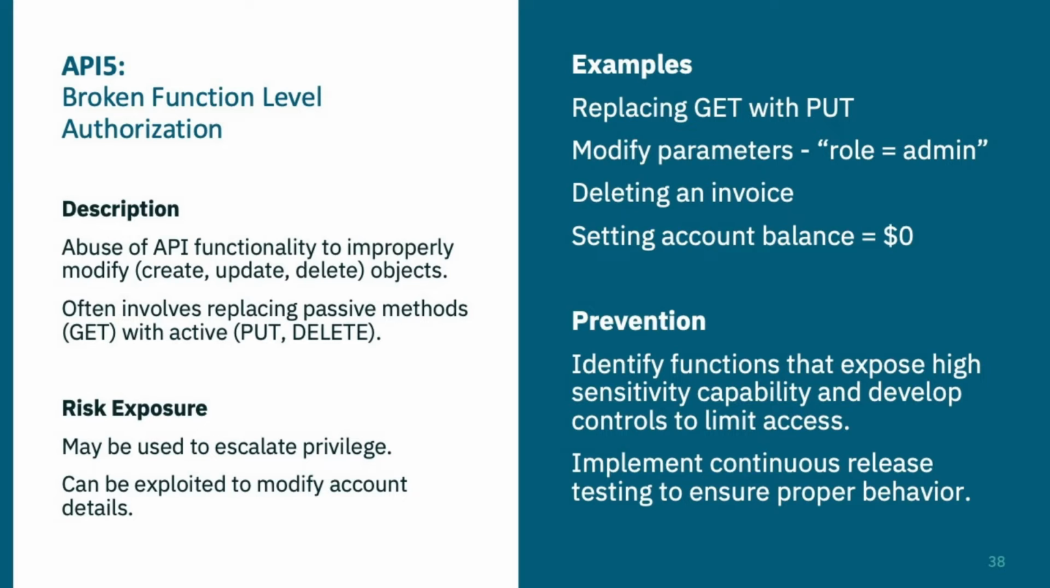The exposure here is you can manipulate information, you can transact in ways that are not authorized, you could escalate privileges, modify account details, and so forth. So examples here are replacing things like get with put. So not only am I looking up my record, but I'm actually modifying it. Changing my role from a user to an admin. I could go in and maybe use a delete command to delete my invoice, or set the balance due to 0 or even to a negative number.